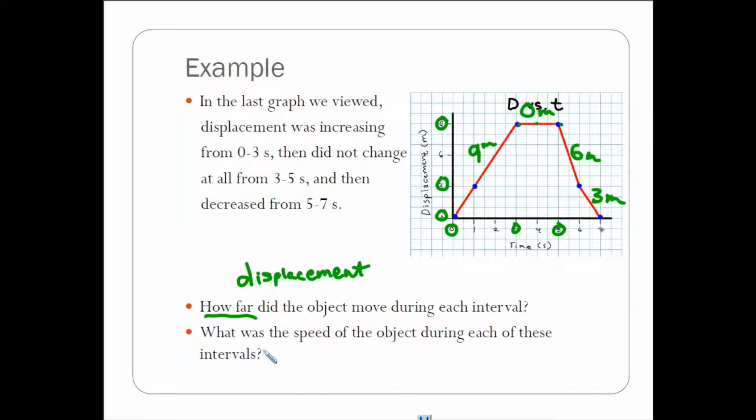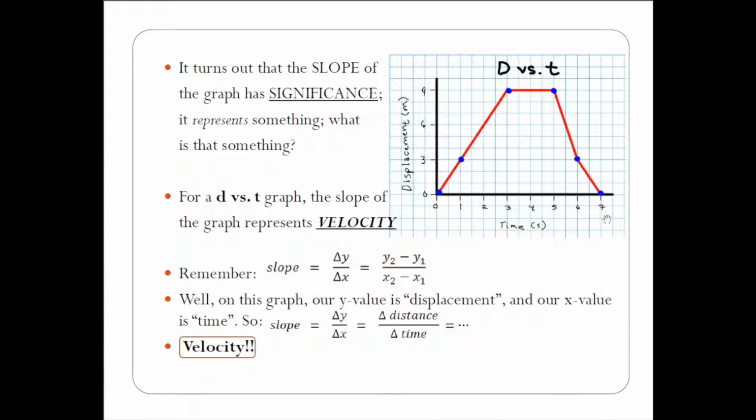When we're asked what is the speed of the object during each one of these intervals, well, that information isn't necessarily as apparent, but it's still possible for us to determine that by using the information from the graph. As we've seen in labs that we've done up until this point, it turns out that the slope of the graph has a significance. It represents something.